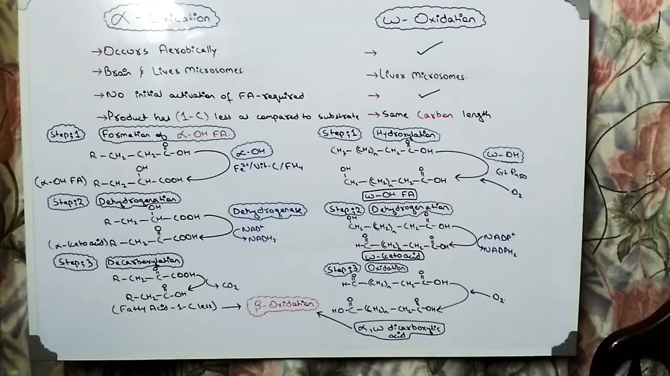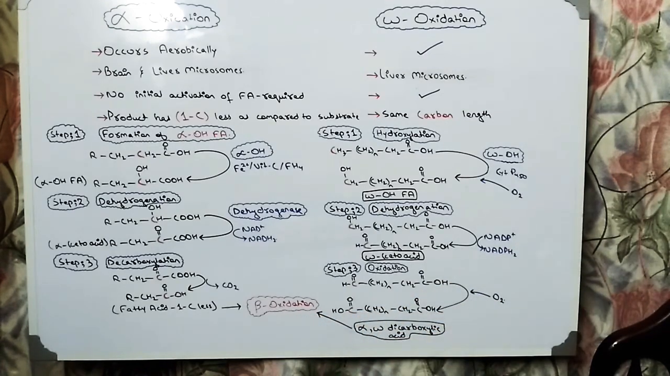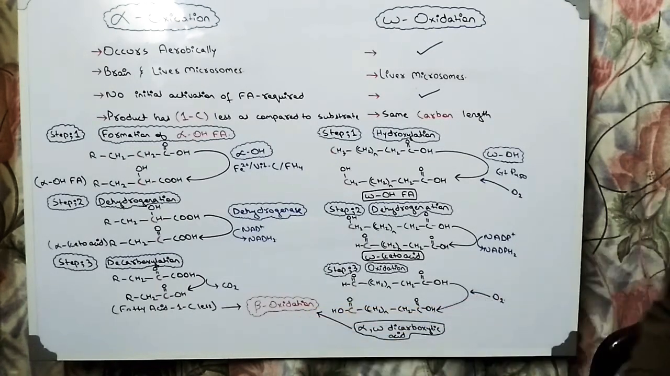The final product of both alpha and omega oxidation enters beta oxidation, in which its further processing occurs. In my previous video on beta oxidation, I told you that beta oxidation produces only acetyl groups if the entering fatty acid is even carbon, and it produces an additional propionyl coenzyme A if the entering fatty acid is odd carbon.